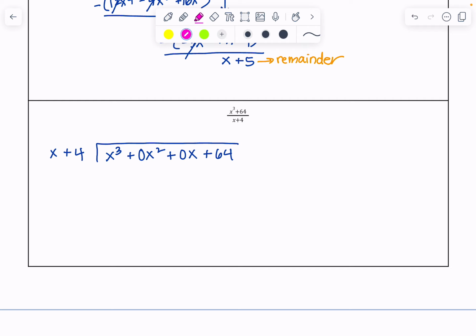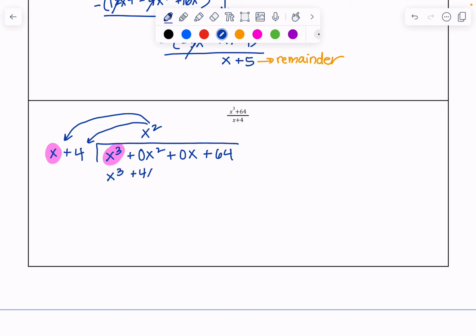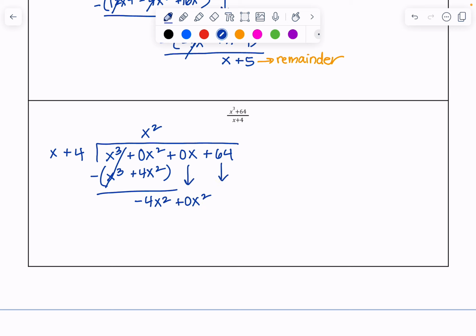All right, so again, we're trying to get x to turn into x cubed, so we need to multiply that by x squared. And then I distribute and I get x cubed plus 4x squared. Okay, and then we're going to subtract. x cubed minus x cubed cancels out like we wanted it to. 0x squared minus 4x squared gives us negative 4x squared. And then we're going to bring down the rest. So I'm going to bring down my 0x plus 64.